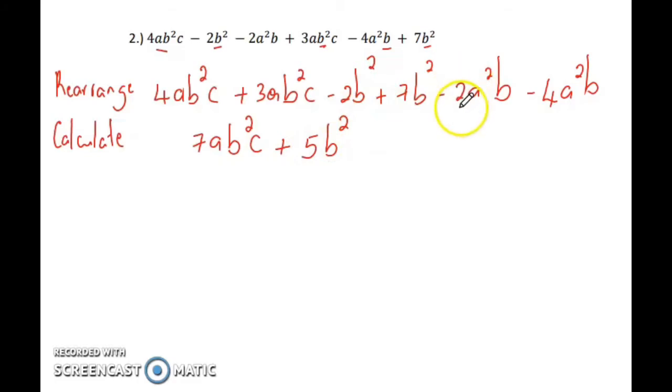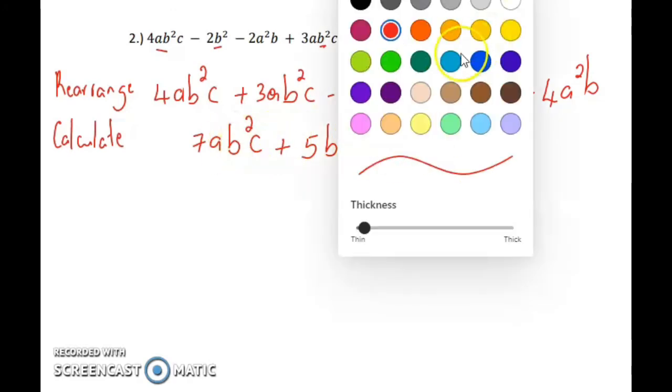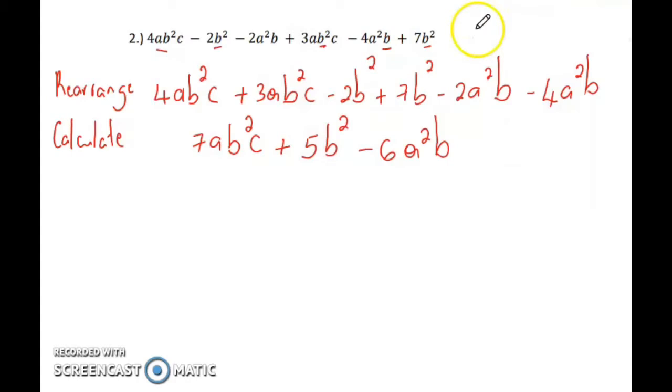And here we have negative 2 and negative 4. When we have two negative numbers, we add both of them and we keep the sign. So 4 plus 2 would be 6, and it would be negative because we keep the sign, so negative 6a squared b. Based on the answer that we have here, it doesn't matter how it is rearranged, right? We could rearrange it in another way and still get the answer.